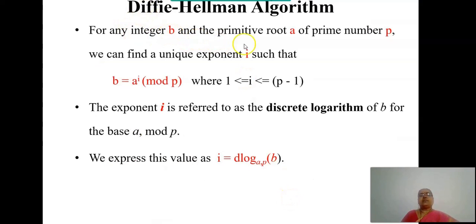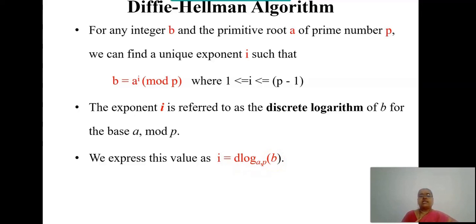For any integer B, and a primitive root A of a prime number P, we can find a unique value I such that B is equal to A power I mod P. What this means is, no two values of I will give you the same B value, even though it is a modulus value. So I is a unique value for each value of B. So the exponent I is referred to as the discrete logarithm of B, and this I can be calculated as I equals discrete logarithm to the base A of B.